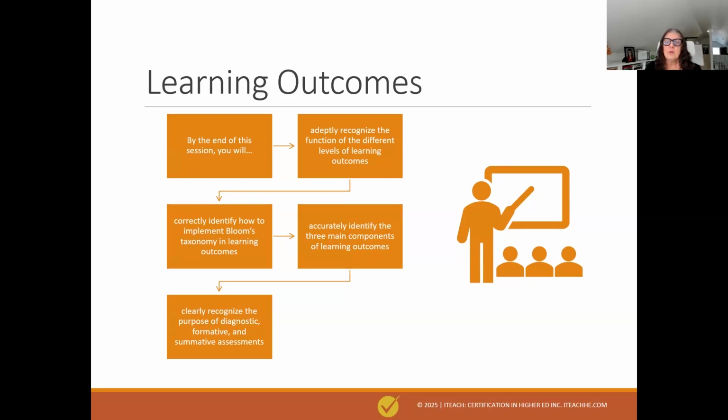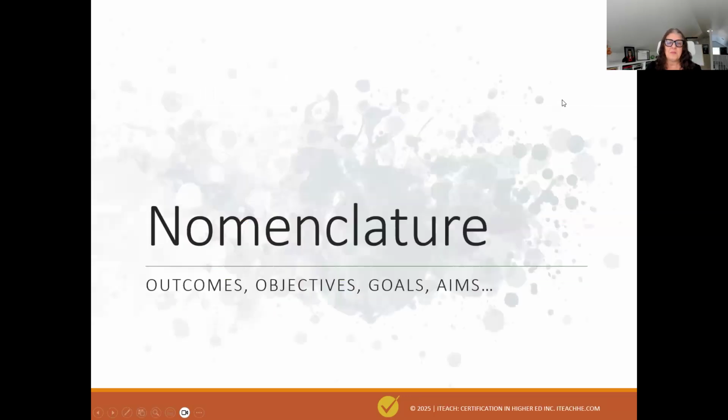Okay, so let's begin. First, though, I want to say that we're talking a lot about learning outcomes today, just a little bit about nomenclature. I'll be using learning outcomes, but other people use learning objectives, learning goals, learning aims, so they're all the same, right? There can be nuances and differences discerned between those terms, definitely. But in general, it's all about the same thing.